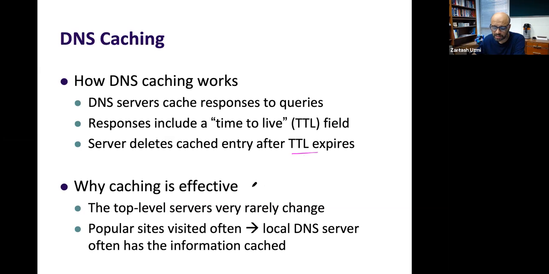So the caching is effective because the top level servers very rarely change. Root servers almost never change. TLD servers almost never change. Popular sites are visited often. www.cnn.com और बहुत सारे सर्वर उसके अंदर होंगे, visited very often. So LUMS ने उसको कैश करके रखा हुआ होगा. So local DNS servers often have the information cached. तो मुझे हो सकता है कि यहीं से LUMS के अंदर से ही जवाब मिल जाएगा, बाहर उसको किसी से पूछने की जरूरत ही नहीं होगी.